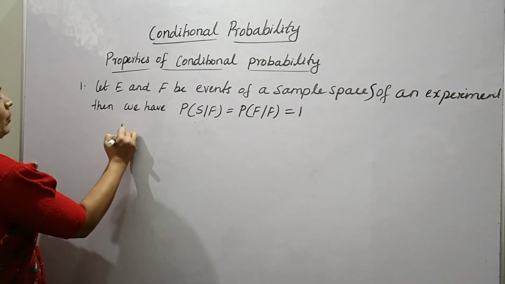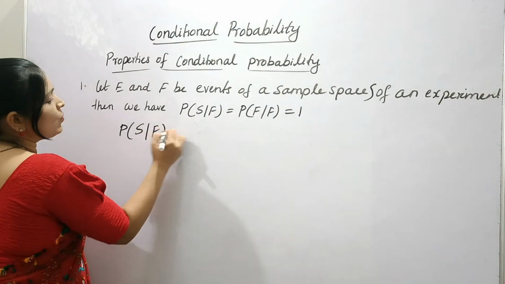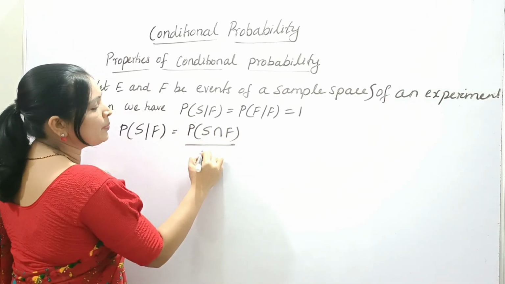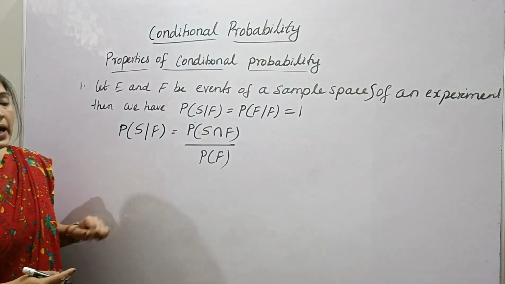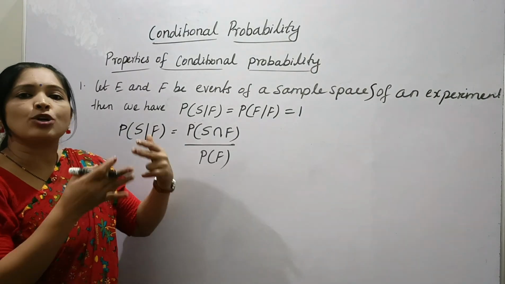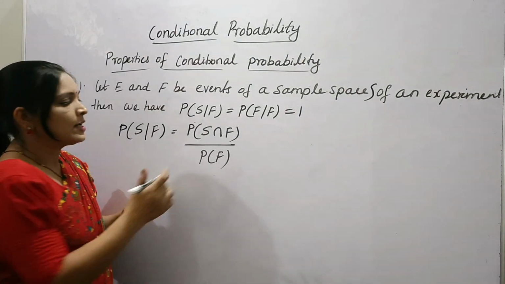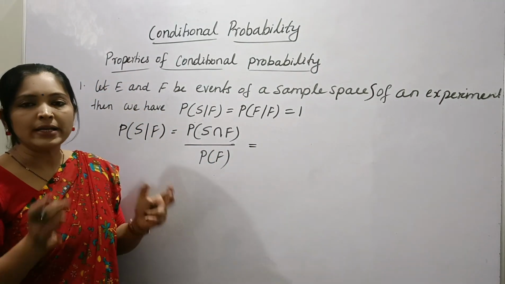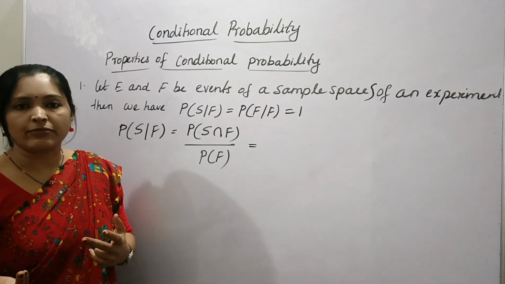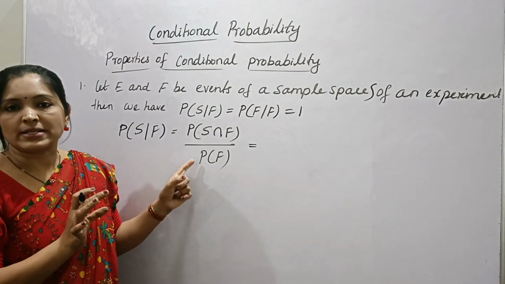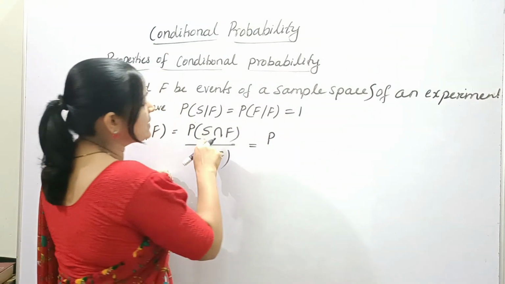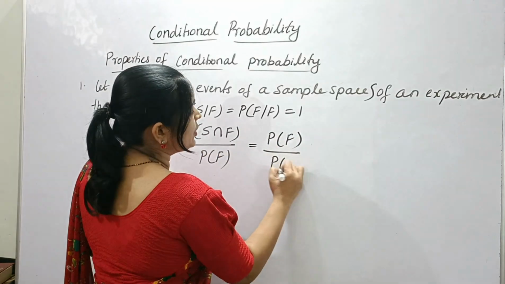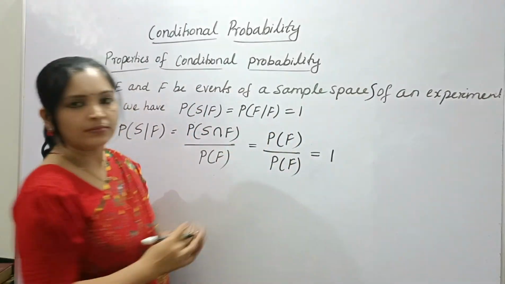Let's prove it. Probability of S given F. What is the formula? Probability of S intersection F divided by probability of F. Right? And obviously F is the subset of sample space S. Therefore S intersection F is nothing but F itself, since F is the subset of S. So probability of S intersection F is probability of F, divided by probability of F. That is equal to 1.